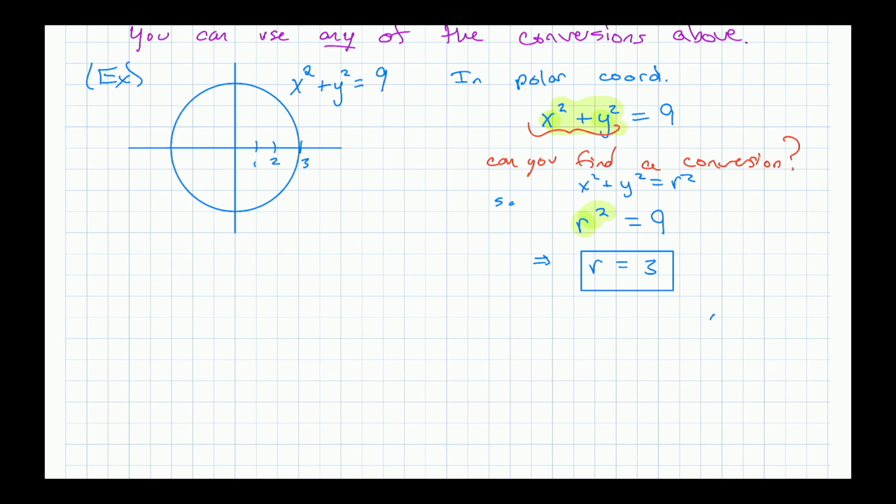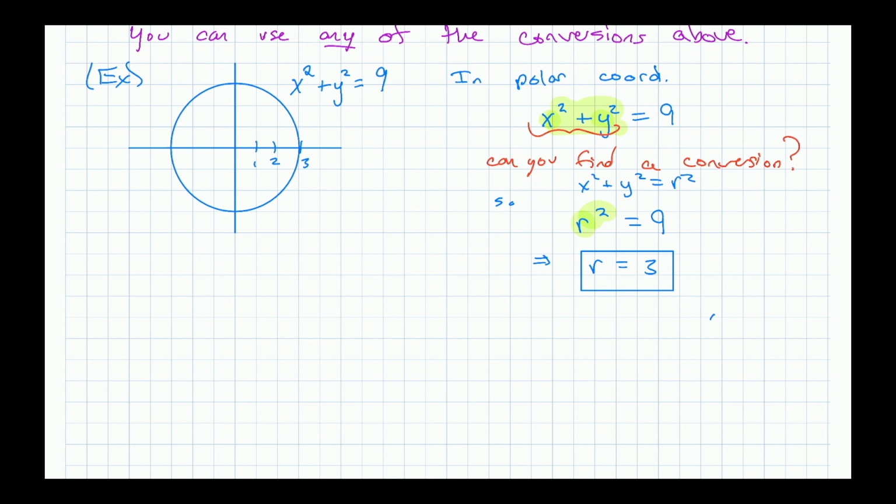And that makes perfect sense, right? Because just look at the picture. The r is supposed to be the distance from 0, 0 out to the curve, or out to the point. And all of these points are a distance of 3 away from the center. So r equals 3 makes perfect sense for this equation, but we did it with algebra right here.